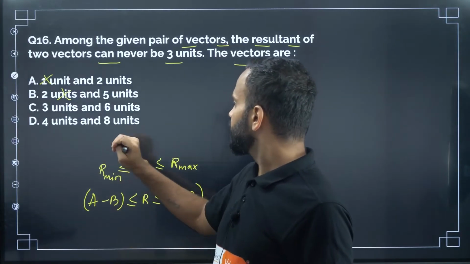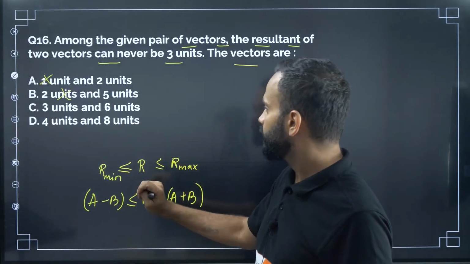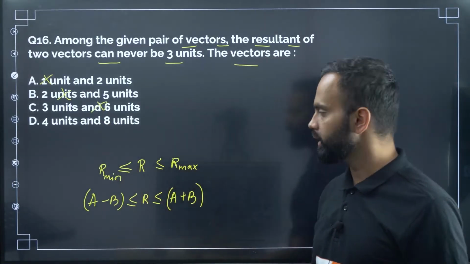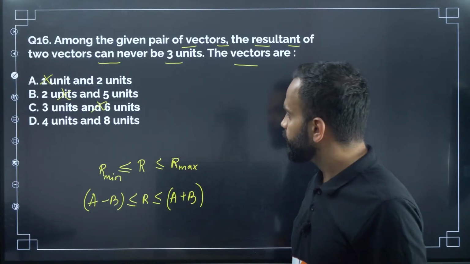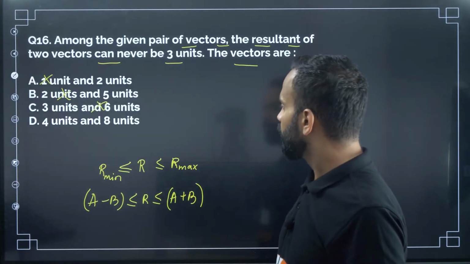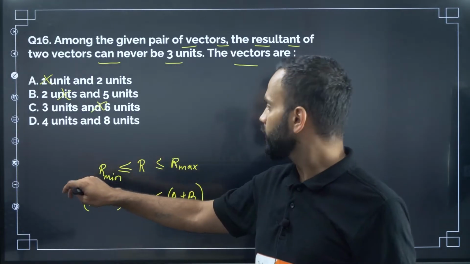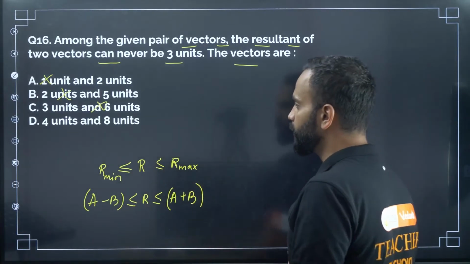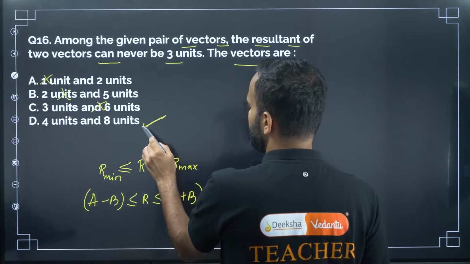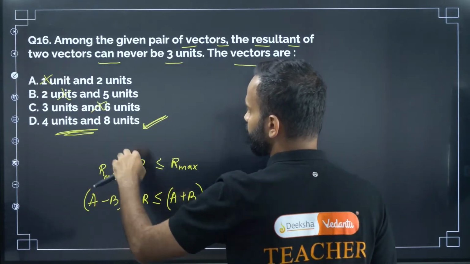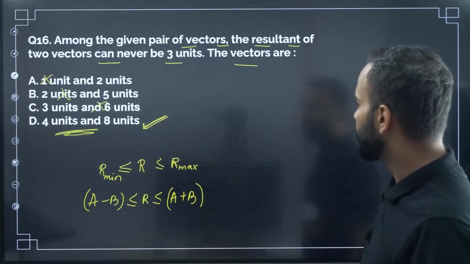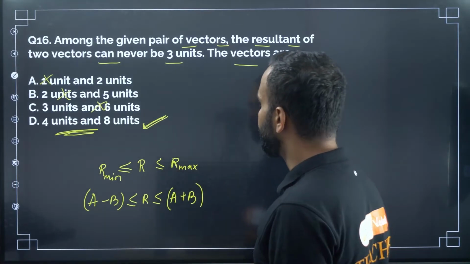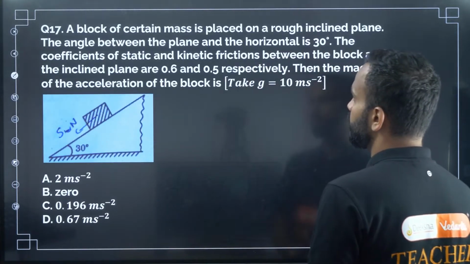Option C, 6 minus 3 is 3, so again wrong. 6 plus 3 is 9, 6 minus 3 is 3. And option D, 8 minus 4 is 2 units, and 8 plus 4 is 12 units. Option D is the correct answer. Here the resultant of these two vectors can never be 3 units. Next question, question number 17.